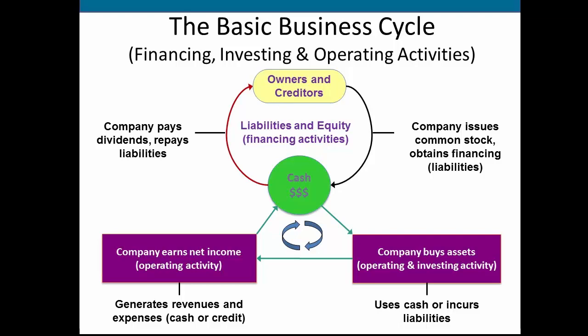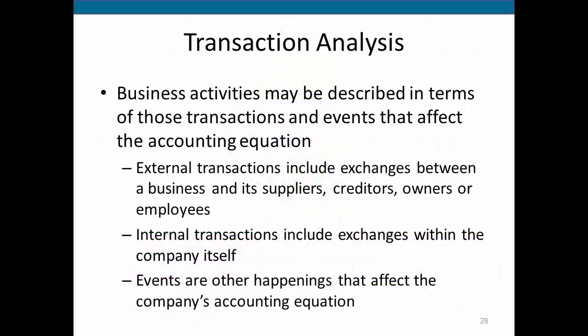Once a company is earning money from operating activities, it may repay its owners and lenders and put money back into the business. For additional information about how business activities affect the accounting equation, please refer to Appendix 1B on page 28 and page 29 of your textbook. Business activities include exchanges of products and services within a business or with a company's suppliers, creditors, owners, or employees.